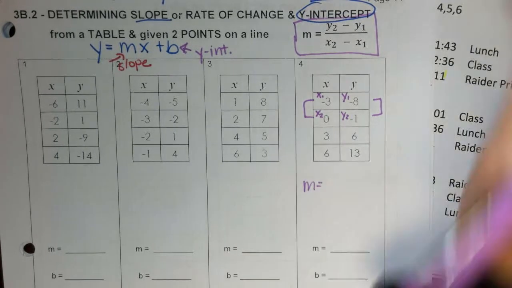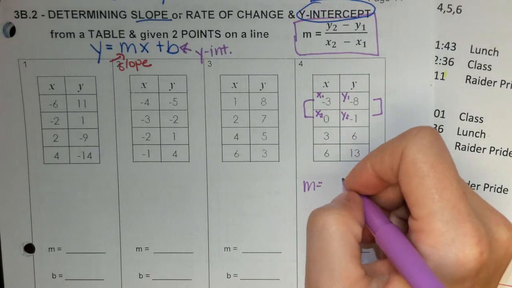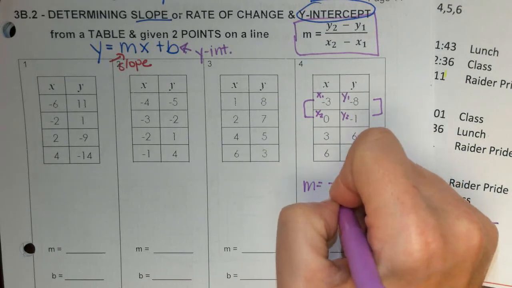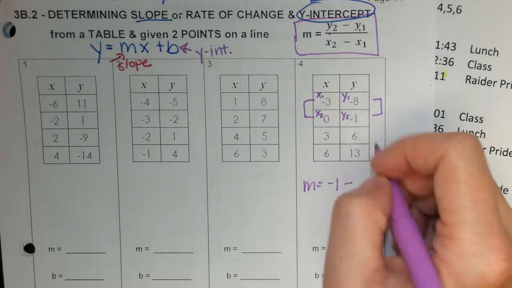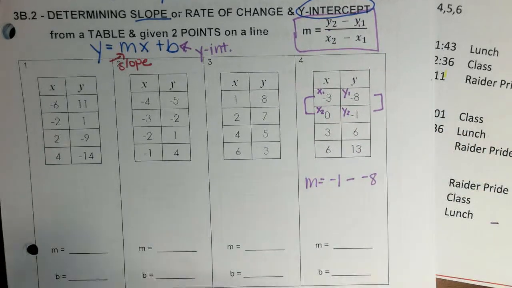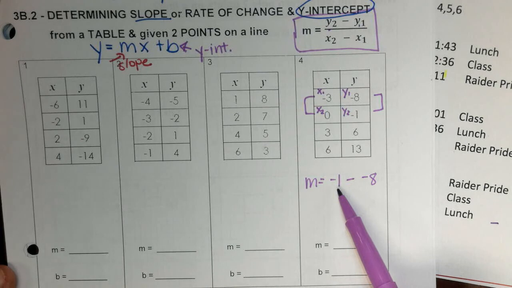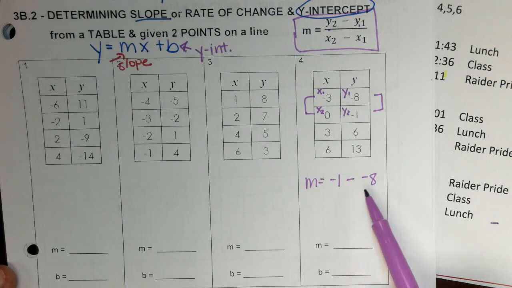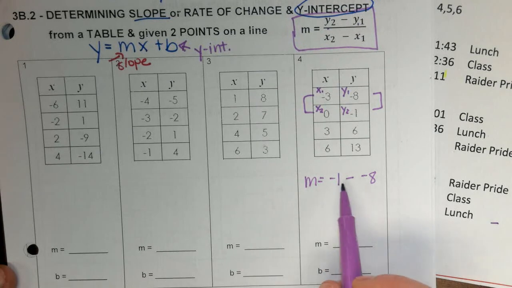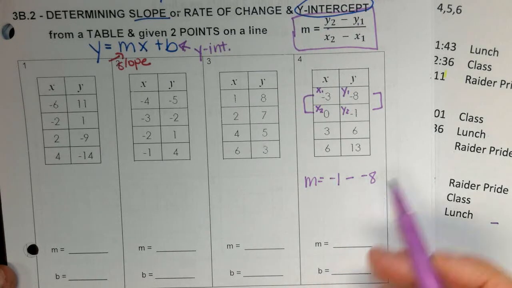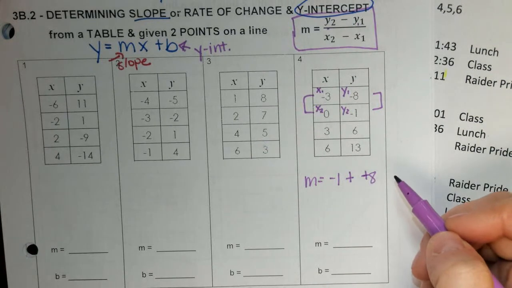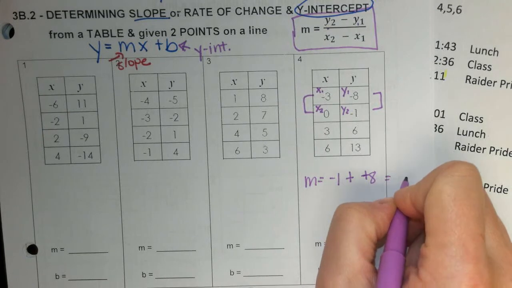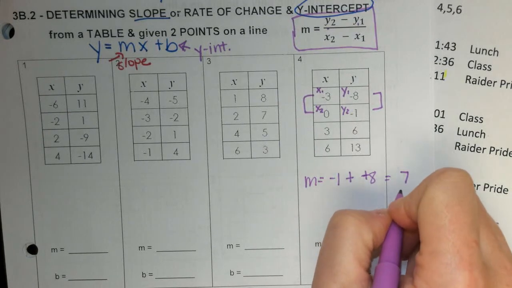So m equals y2, which is -1, minus y1. y1 is -8. So put it exactly like it says when you first write it. Now when you look at it, it's going to be a negative minus another negative. So we know with subtraction rules, remember with subtraction we keep, flip, and change. So we're going to flip that to a plus, change that to a plus. So now we have a -1 and a +8, and that's going to give us a +7.